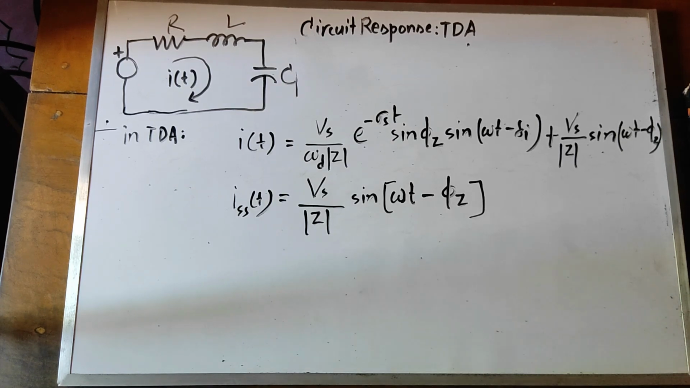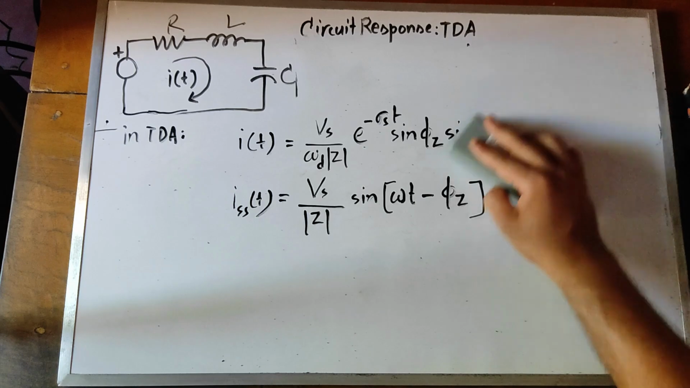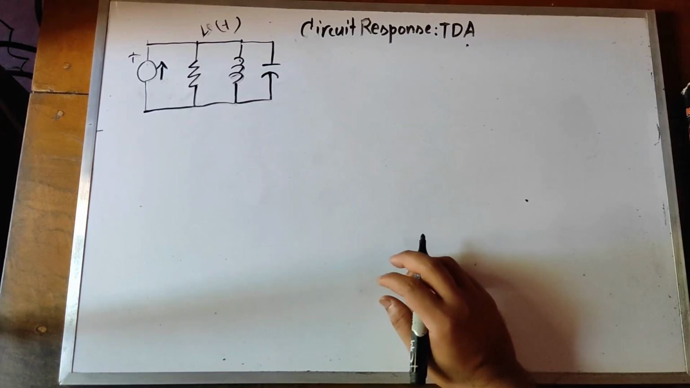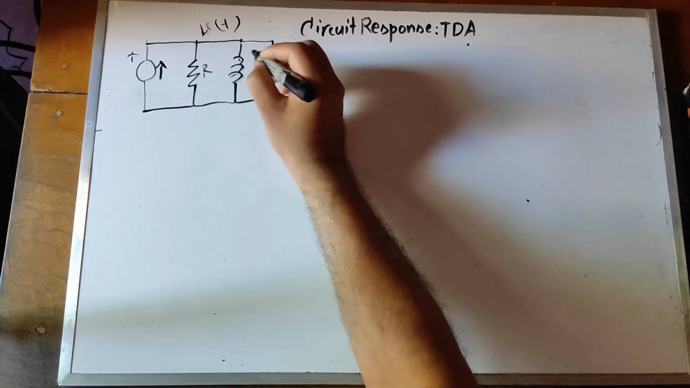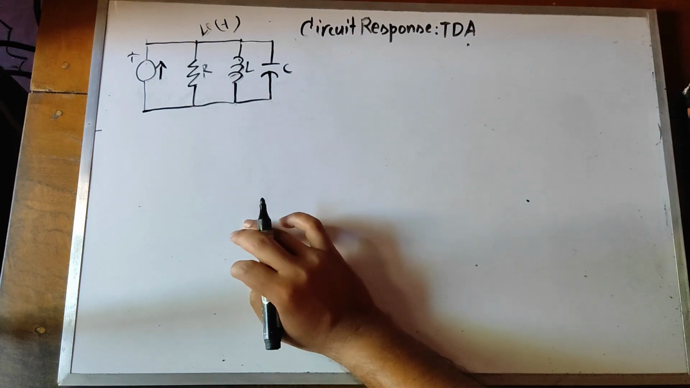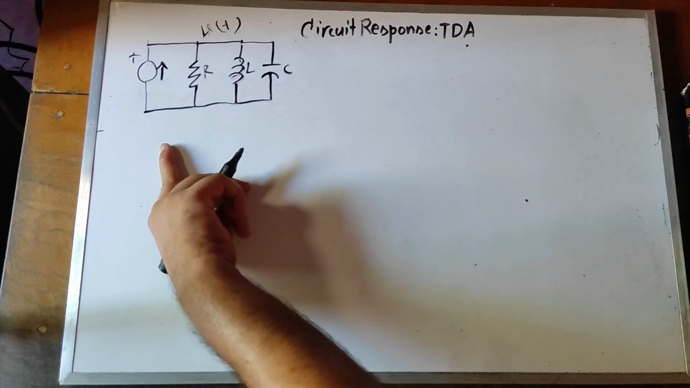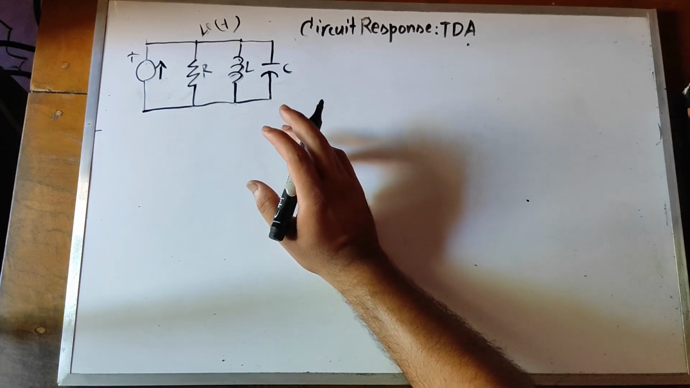Now I'm going to derive the parallel RLC circuit response to sinusoidal excitation. So now I'm going to derive the circuit response of this parallel RLC circuit. For the parallel RLC circuit, I'm going to take a current source.